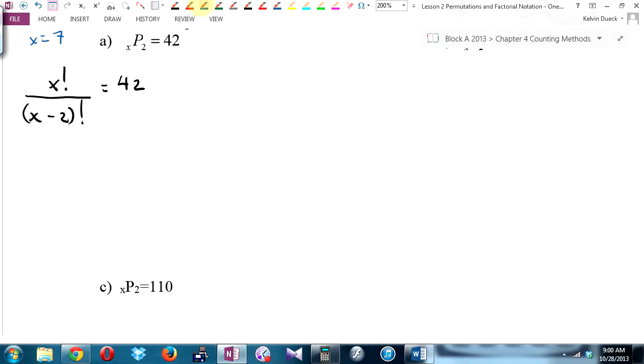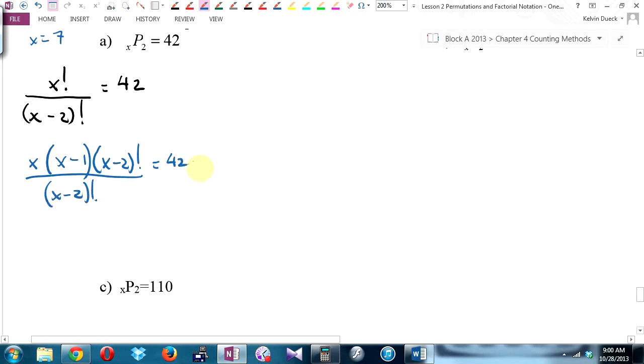I'm going to rewrite this as x times, what's 1 less than x? x minus 1. Do I stop yet? Not yet. What's 1 less than x minus 1? Ooh, now I'm going to stop because I have an x minus 2 on the bottom. And don't forget to drop down the equals and the 42 because this is actually an equation now. Jordan, is there an x minus 2 factorial on the top? Yep. Is there an x minus 2 factorial on the bottom? Yep. Woohoo! In fact, I get an x dropping down, an x minus 1 dropping down, and a 42.